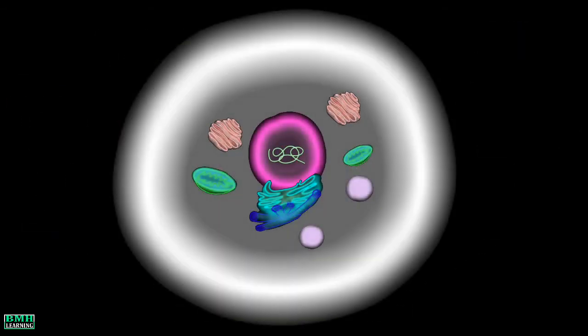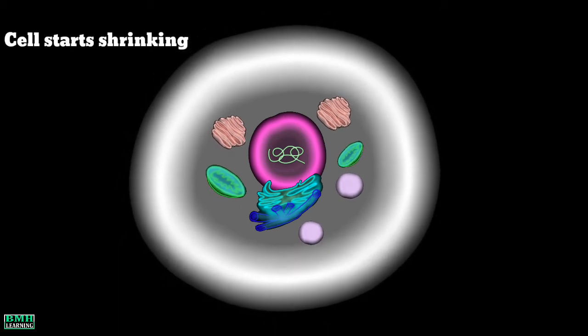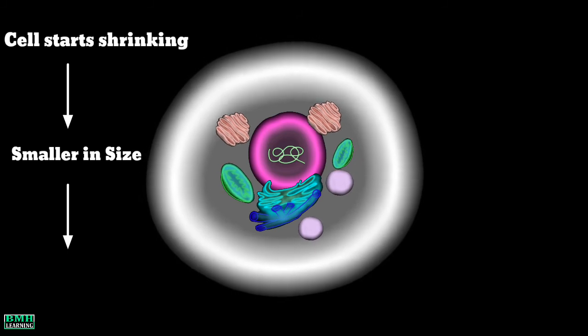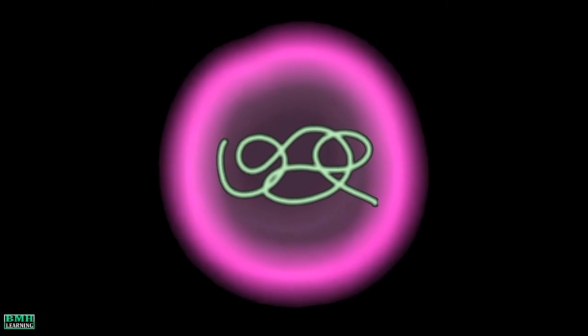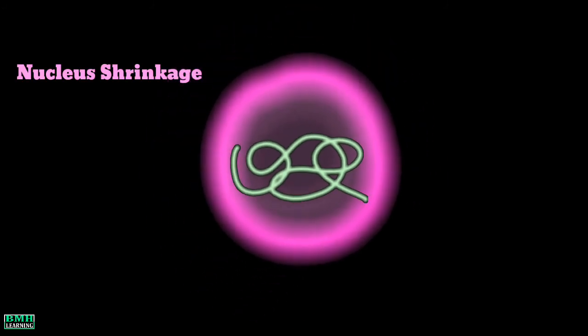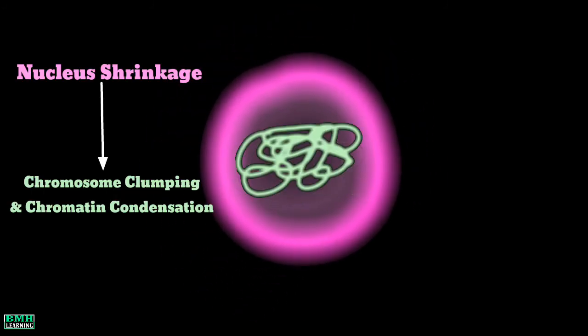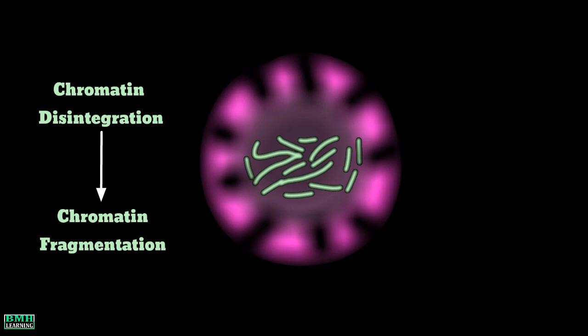Now let's know step by step the morphological changes that the cell undergoes during apoptosis. First, the cell starts to shrink and becomes smaller in size, plus the organelles become tightly packed. After this, the nucleus is shrunken, and this is marked by chromosome clumping and chromatin condensation. This process is called pyknosis. Following this, the chromatin material is disintegrated and gets fragmented, a process called karyorrhexis.